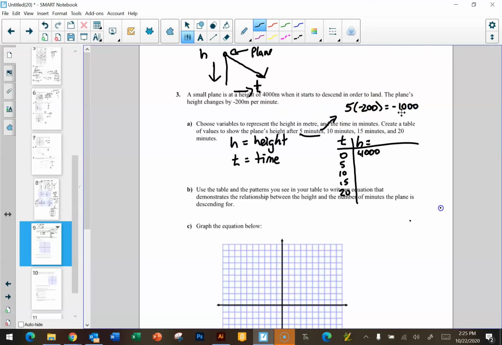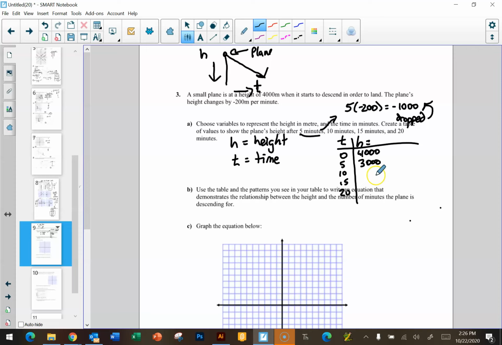Now, you have to be a little careful here. This is just how much it dropped. Remember, it started at 4,000, so 4,000 minus 1,000 equals 3,000. If you see this, it makes sense, right? I started at 4,000 meters, I went for 5 minutes, and that dropped me down to 3,000 meters.